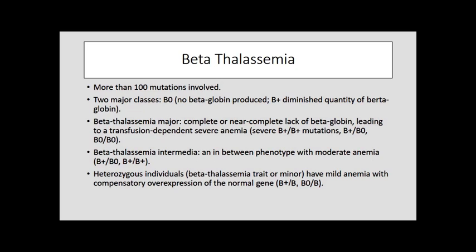Okay, a wide amount of presentations. But we can divide the beta thalassemia into major classes. One is called B0, in which no beta globin is produced, not at all, so this is going to be very severe. Or B+, in which there is a diminished quantity of the beta globin, okay?